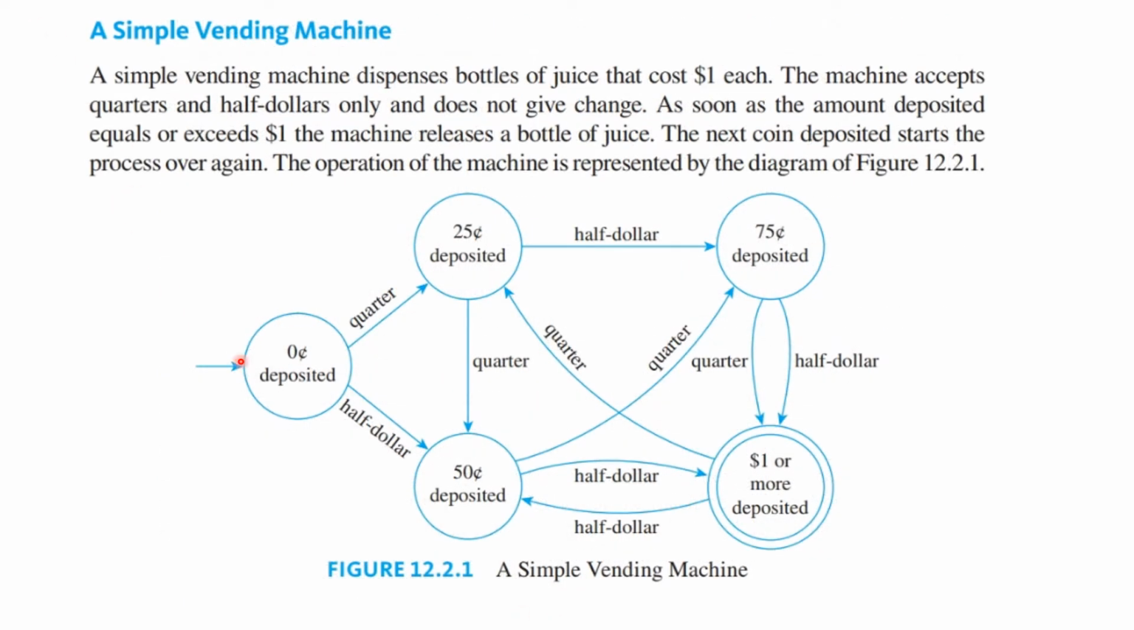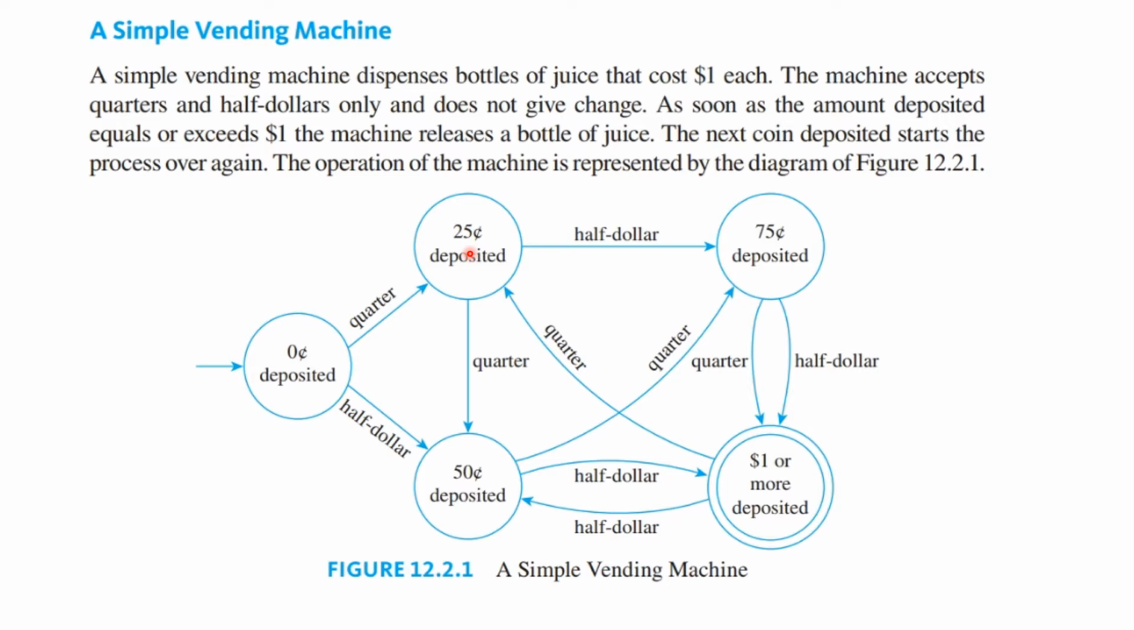So here's an example of a simple vending machine. The states are: you could have nothing deposited, a quarter deposited, 50 cents deposited, 75 cents deposited, or $1 or more deposited. And these are the states that you would flow through as you go different places. For example, the machine accepts quarters and half dollars only and does not give change. As soon as the amount deposited exceeds $1, the machine releases a bottle of juice, and the next coin deposited starts the process again.